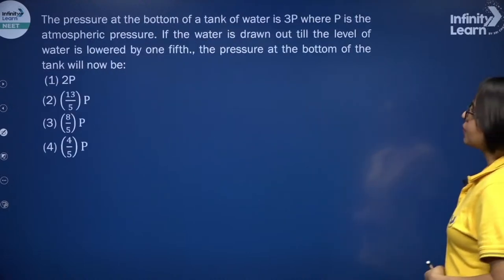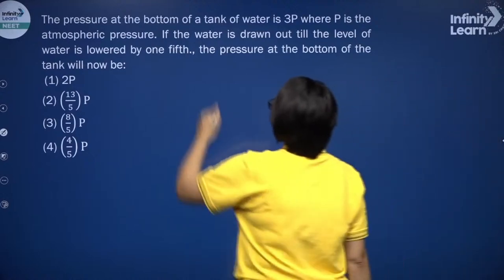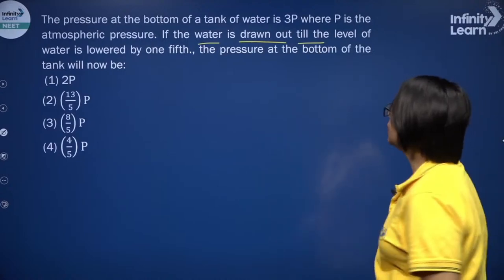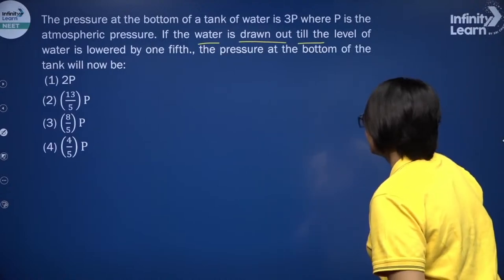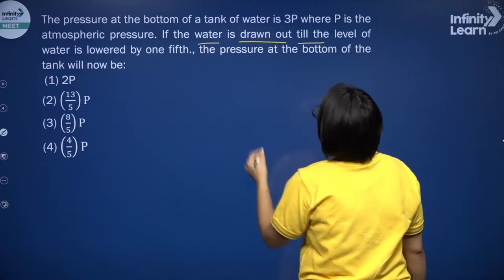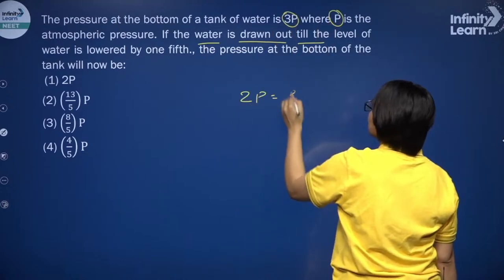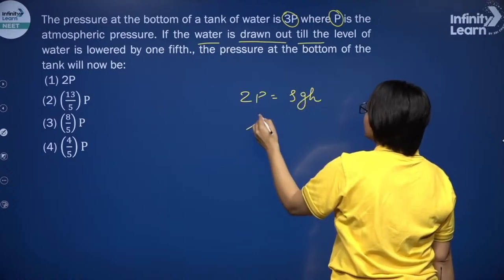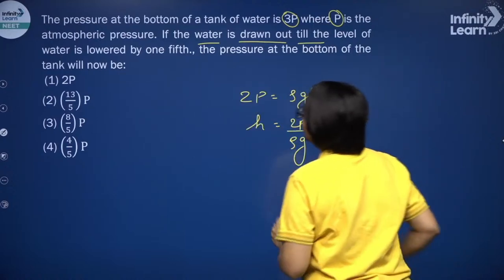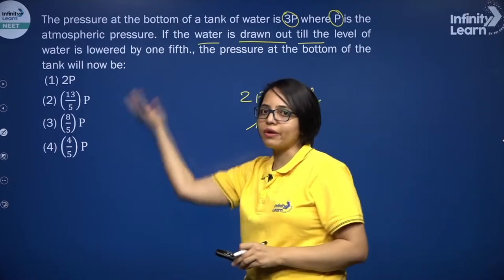Next is this one. The pressure at the bottom of a tank of water is 3p, where p is the atmospheric pressure. If the water is drawn out till the level of the water is lowered by 1/5, the pressure at the bottom of the tank will be now? So over here, pressure difference 3p minus p, that is 2p, is equal to rho g h. So h will be 2p upon rho g. Now we are lowering the level of the water by 1/5. So the remaining level is 4/5 h.